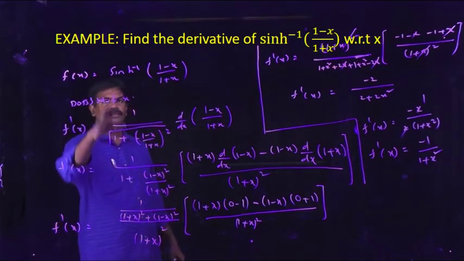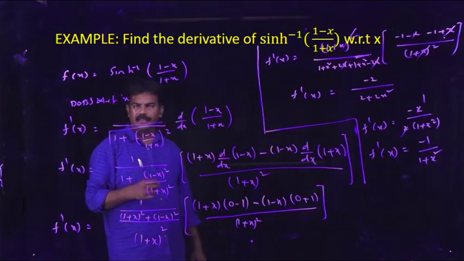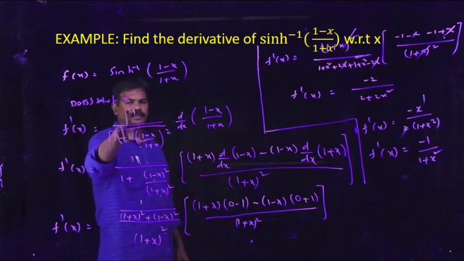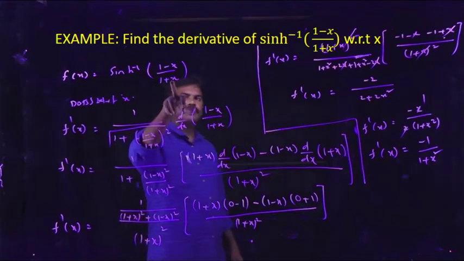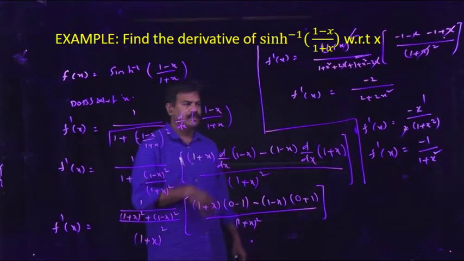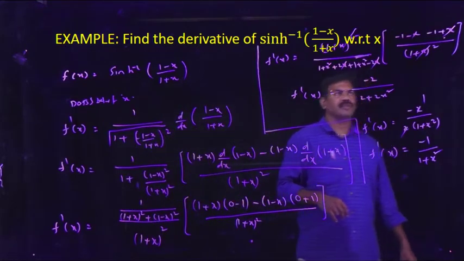First we take the given function, that is, differentiating on both sides with respect to x. It is in the form of sinh inverse x, that is, we know the formula for sinh inverse x, that is 1 by root of 1 plus x square into the derivative of this function, that is 1 minus x by 1 plus x. After simplification, finally we get minus 1 by root of 1 plus x square.